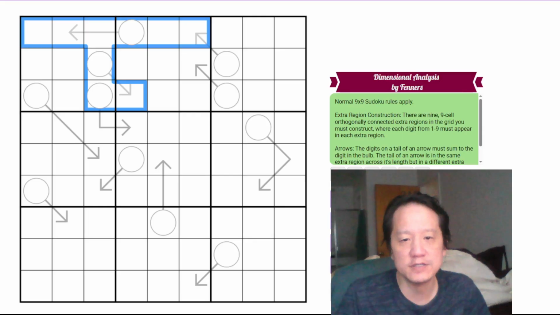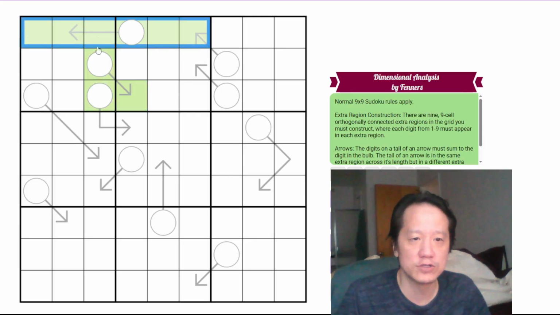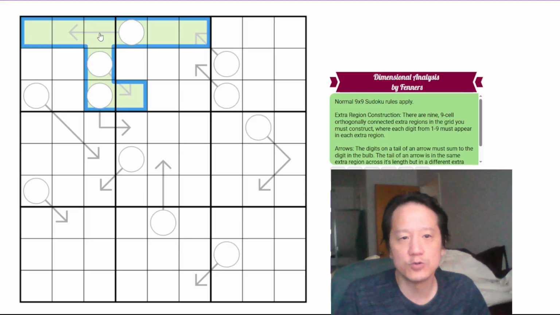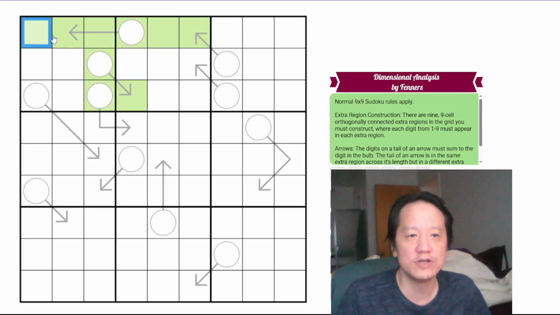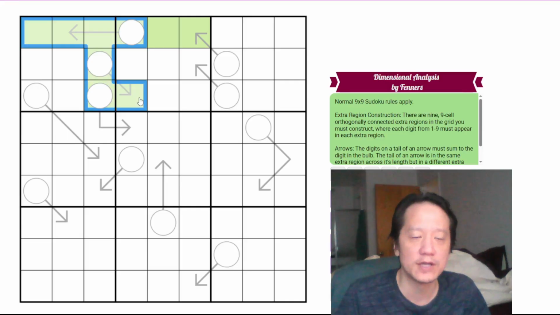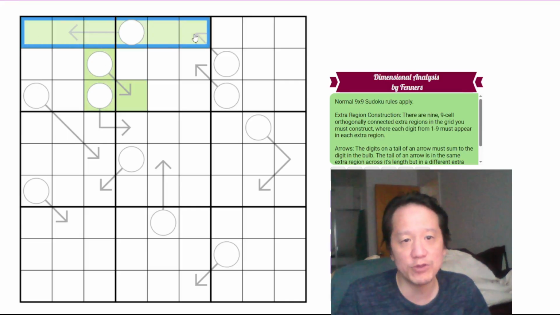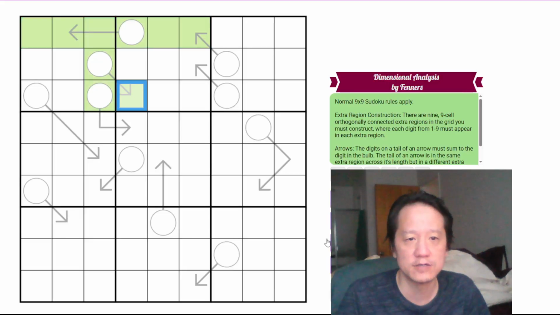So this is a valid constructed region because it's orthogonally connected to itself. That means you can go from any cell in that region to any other cell in that region and still stay within that region just by going through edges. So this is a valid orthogonally connected region.